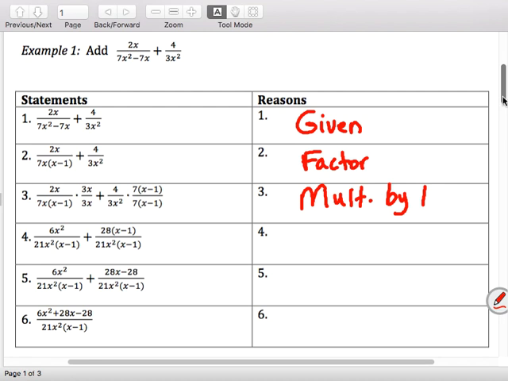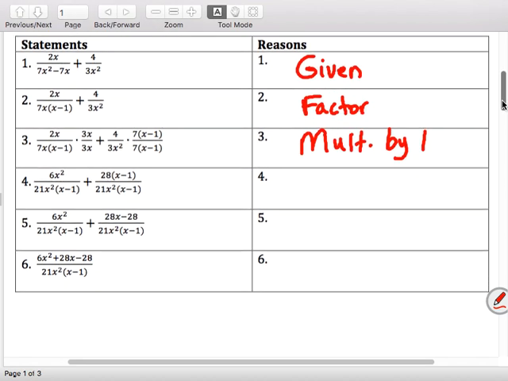All right, number 4. What did I do next? What can you tell? You just multiplied, right? I took 2x times 3x. It gave me 6x squared. And I did 4 times 7 is 28.